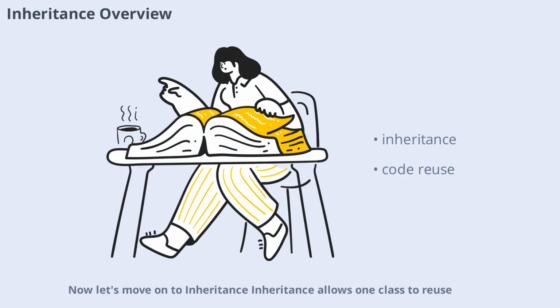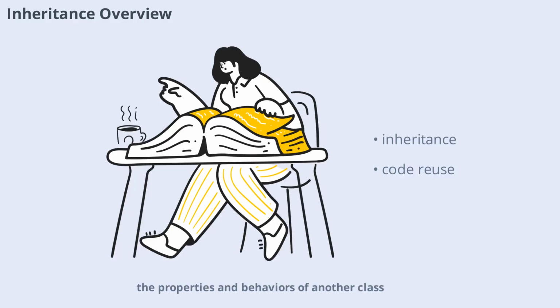Now let's move on to inheritance. Inheritance allows one class to reuse the properties and behaviors of another class. This means you can create a general class with common features, and then build more specific classes that inherit from it. For example, both car and bike can inherit from a vehicle class, sharing common functionality like start or stop. This approach reduces code duplication and makes it easier to manage shared logic.